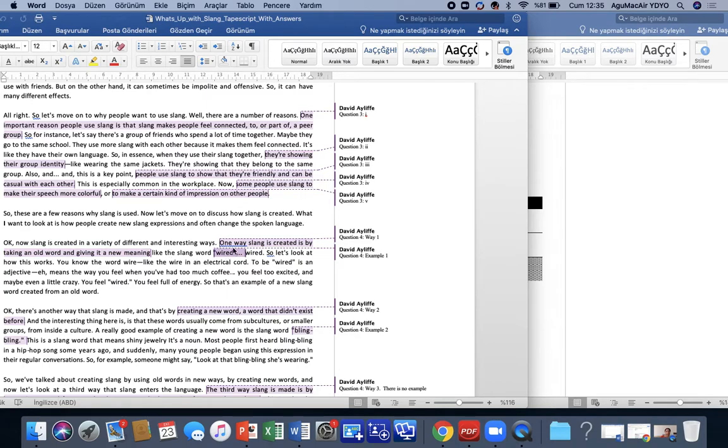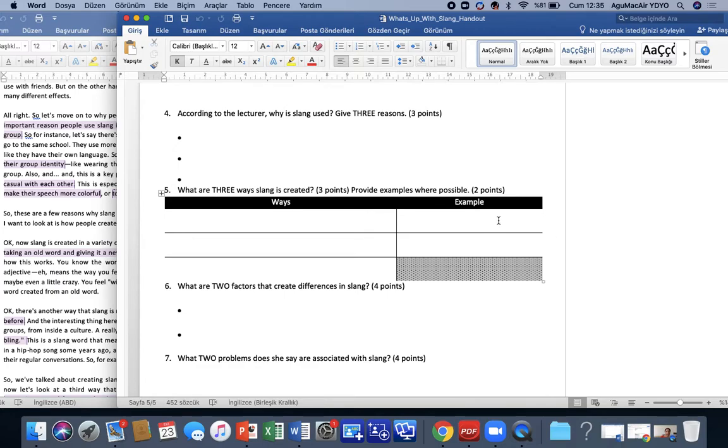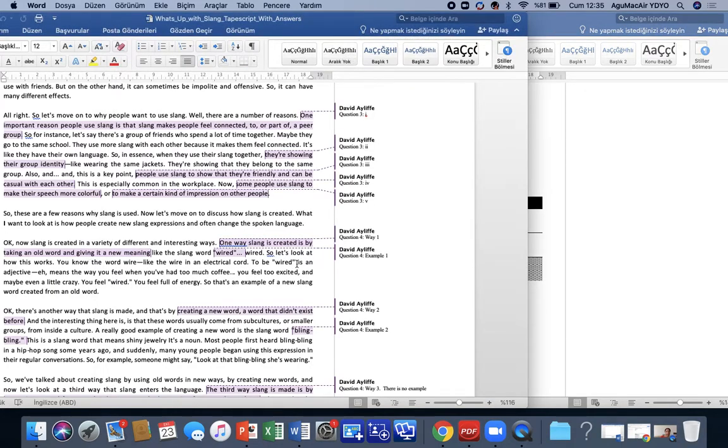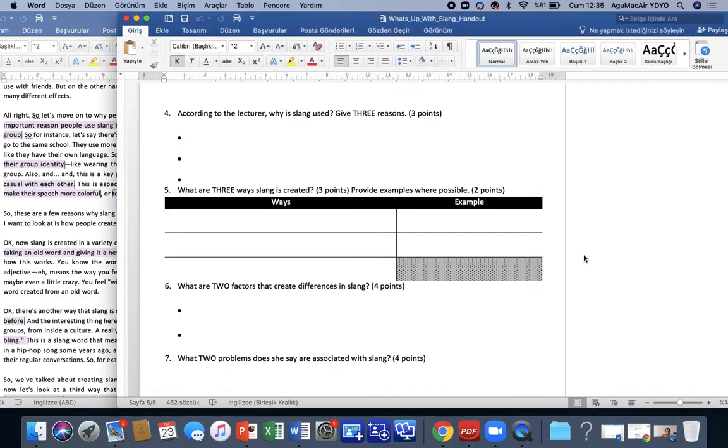The word wired. Okay, the word wired. And while writing the example, try to write some details about it actually. For example, we have the word wire, like the wire in an electrical cord. To be wired is an adjective, means the way you feel when you had too much coffee. You feel too excited and maybe even a little crazy. You feel wired. You feel full of energy. So that's an example of a new slang word created from an old word. So this example is given in a very detailed way, and you need to write maybe some words from this, some explanations, right?